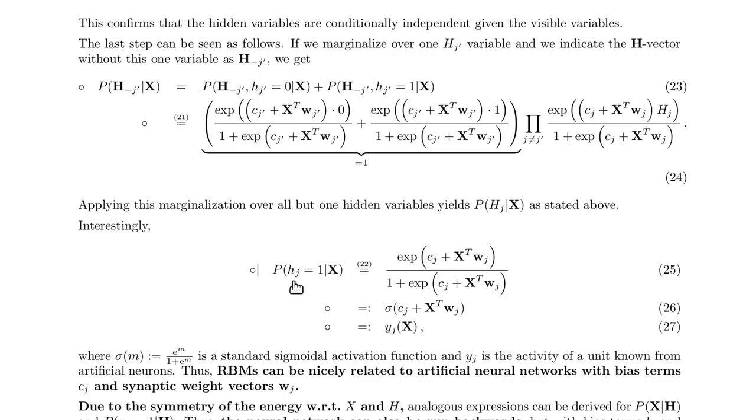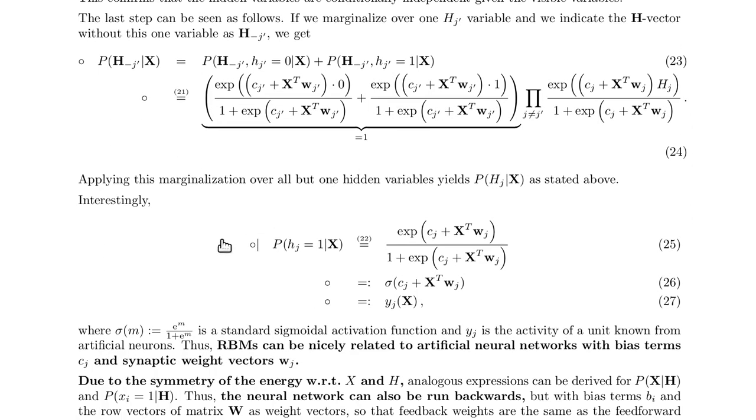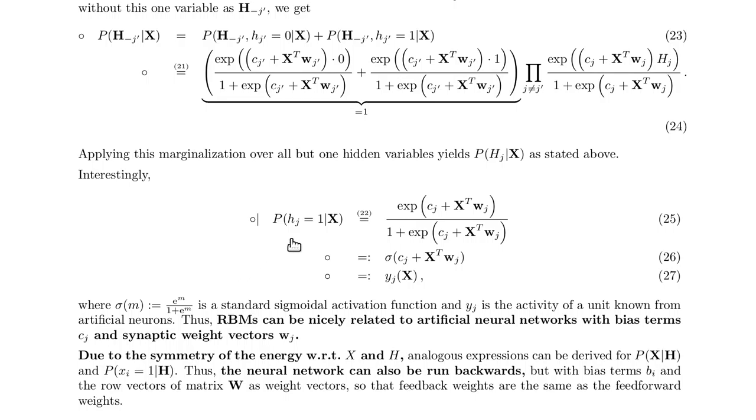Now, if we calculate that for the value 1, we take this equivalent, so this equals this, and now we put in the value 1. That then would be this one here. And if you write this down, this is the exponential of cj plus x transpose wj divided by 1 plus exponential of cj plus x transpose wj, right? This is essentially this term. Now, this can be written as a sigmoid function of cj plus x transpose wj, because we have the same argument here and there. And this then can simply be defined as an activation function yj of x.